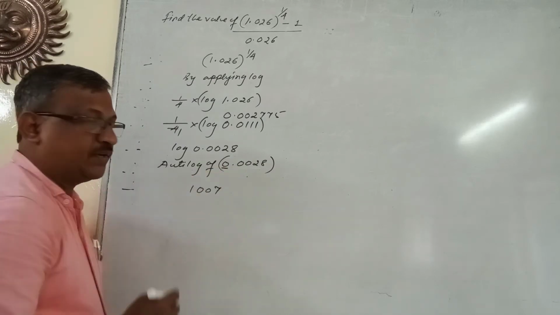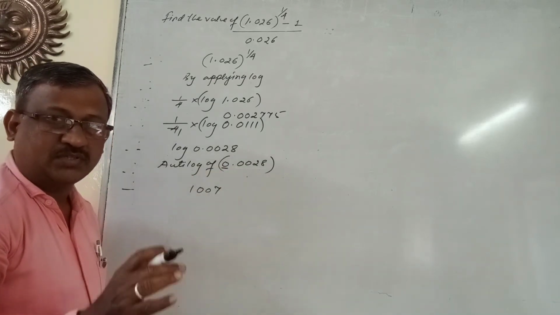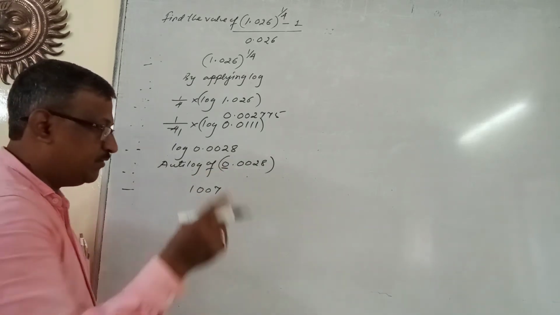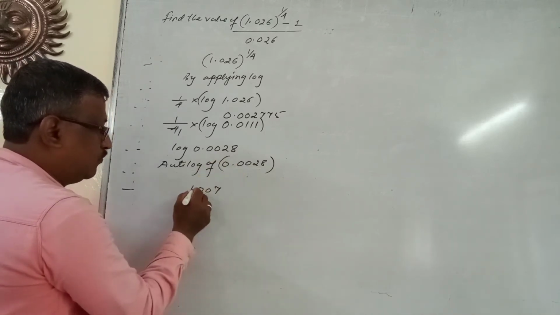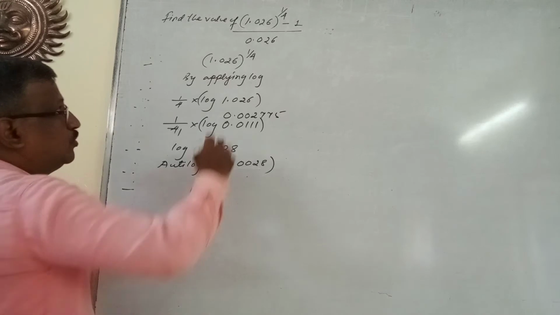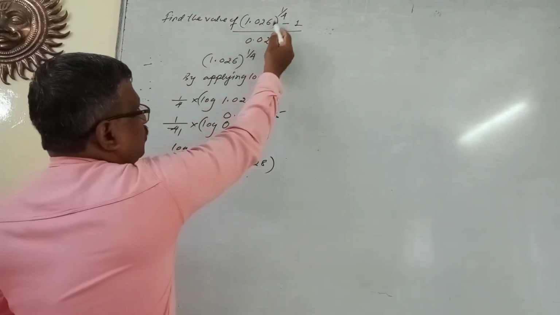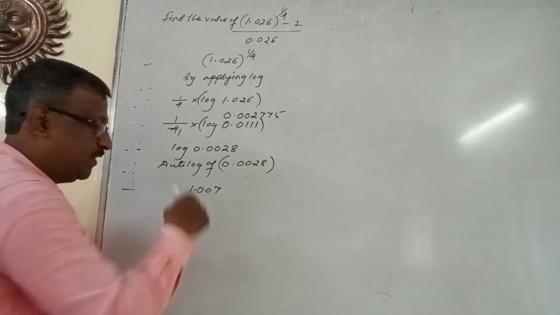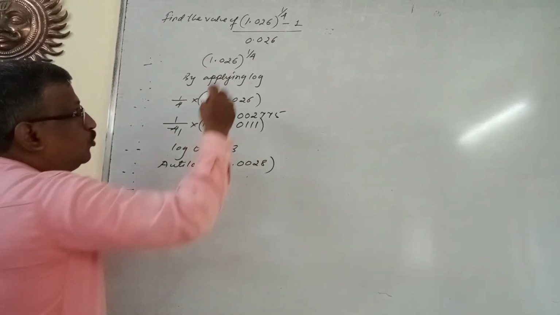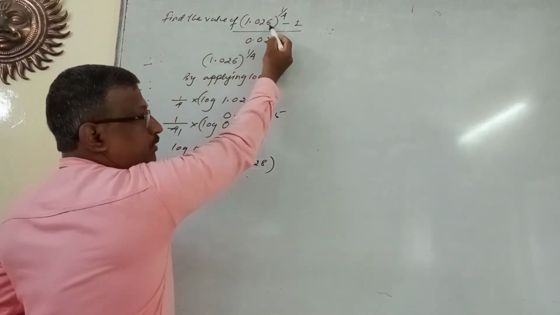For that you see the characteristic, it is 0. 0 is always considered positive, and as it is positive we have to add 1. So 0 plus 1 is 1. So count one digit and then you place the decimal point. So the value of 1.026 raised to 1/4 comes to 1.007. Now this value we have to place over here, right?